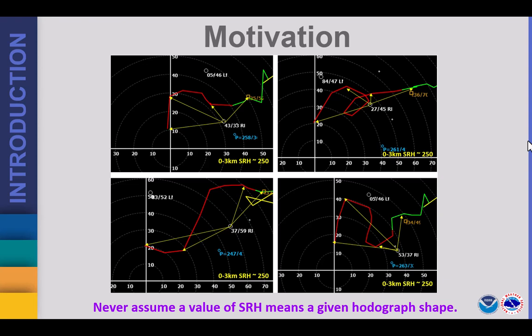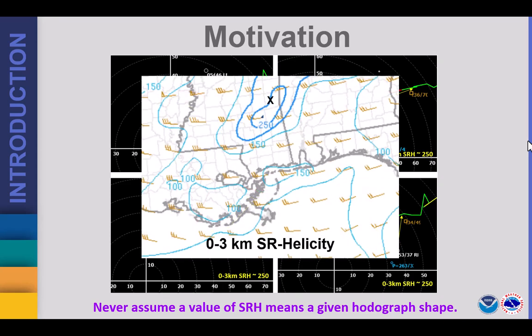The upper right is likely not favorable given very weak storm relative flow where we have that loop in the hodograph in the inflow layer. The lower right actually may favor a left moving storm over a right mover, and so forth. So you have to look at the hodograph and see the actual shape and the concavities that represent vertical shear in the atmosphere. So never trust a single value alone.